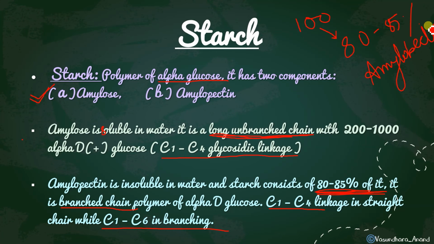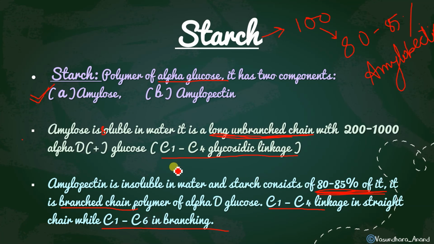This is an important point, and I told you that three types of question can be asked. One question will be a 2-marker: what is the difference between amylose and amylopectin. You are supposed to write that it is soluble in water, it is insoluble in water, it has a long unbranched chain, it has a branched chain. You can say that it is 15 to 20% of the whole starch, and it is 80 to 85% of the whole starch, like this.